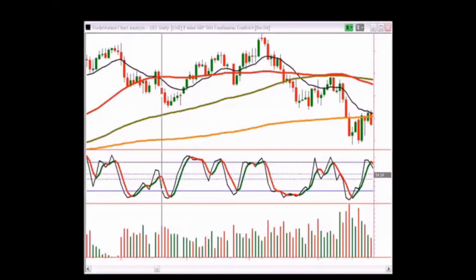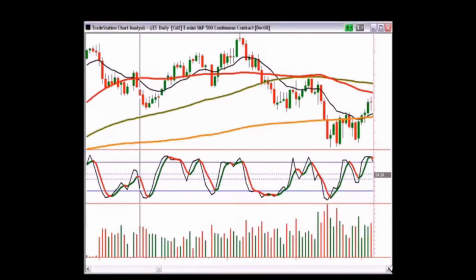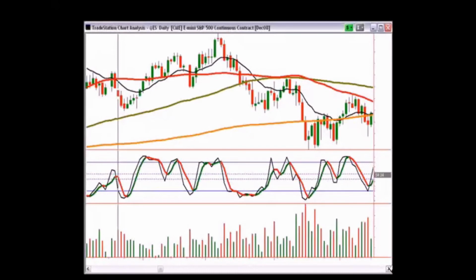Now, let's look at what happens here. Finally, the market does, in fact, we can even go forward a little bit here. Okay. Finally, the market does go into another downtrend. And when it does, look what happens.